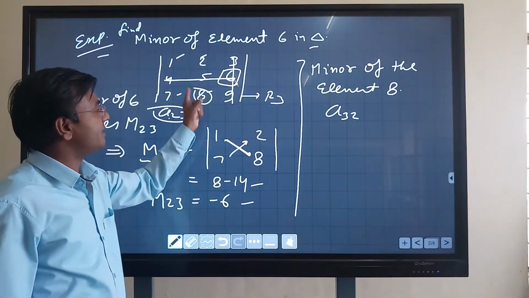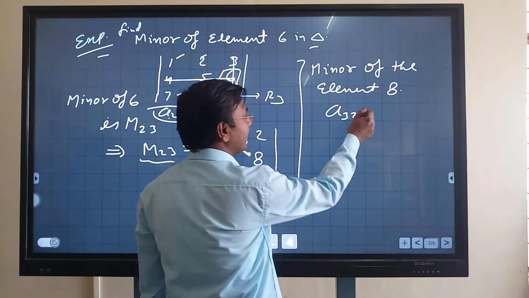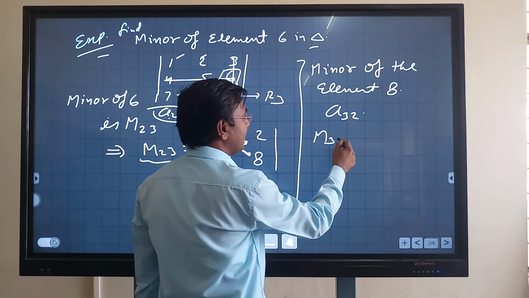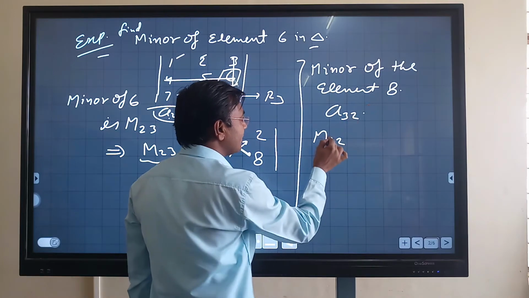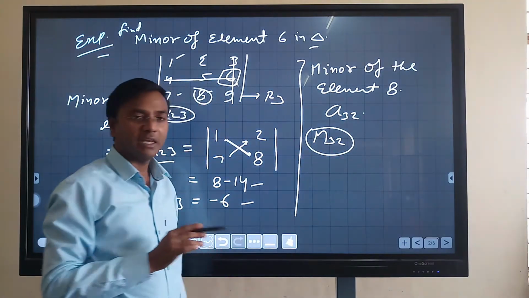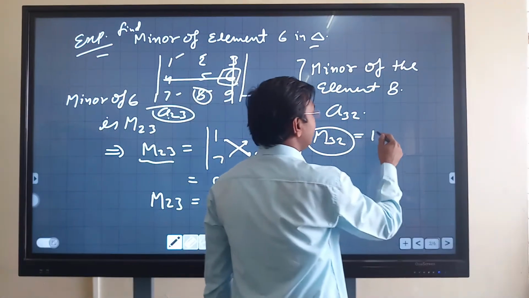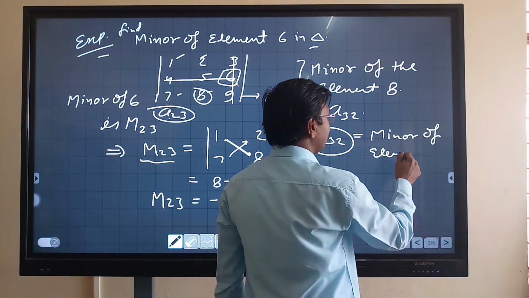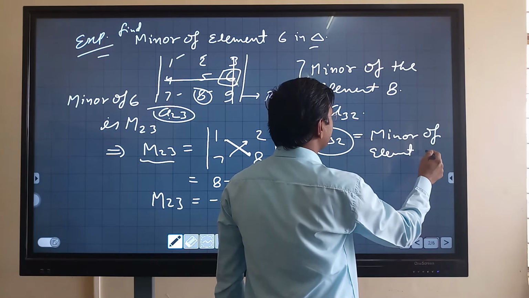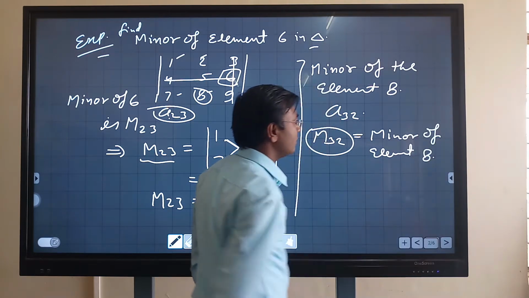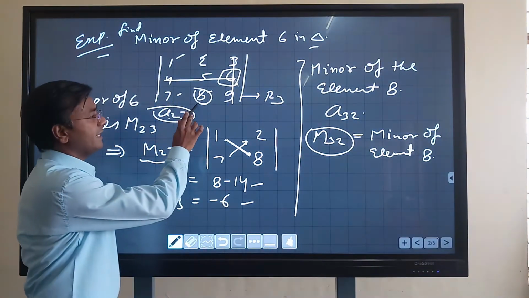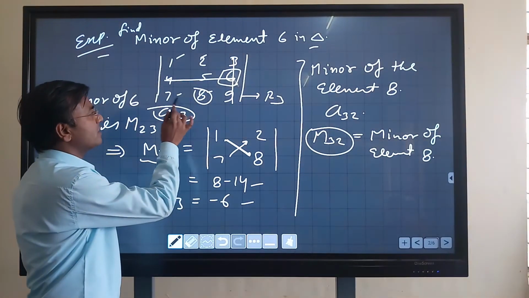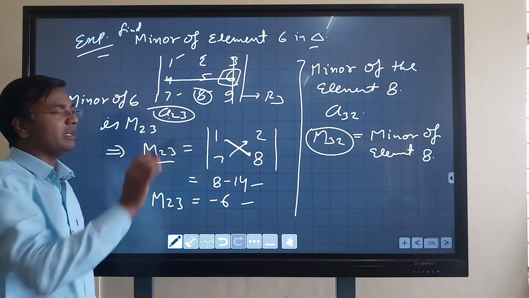So this 8 is coming at the place of A32. So the minor of this element, that is 8, is given by M32. M32 means minor of the element 8. Minor of this element 8 is denoted by M32, because 32 means the element is in the third row and second column.